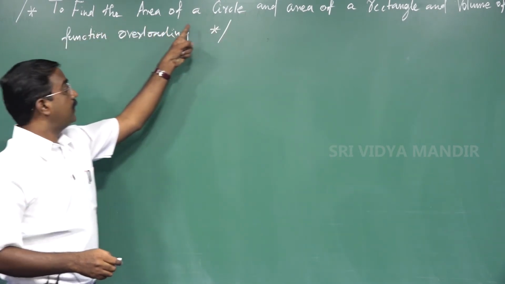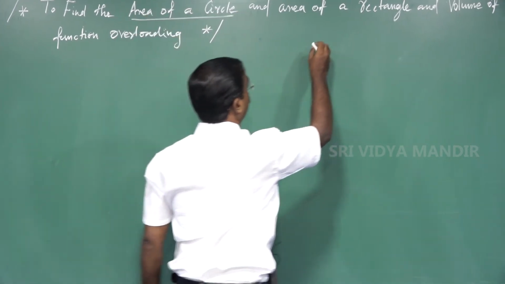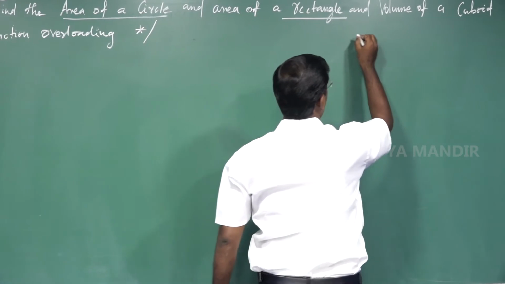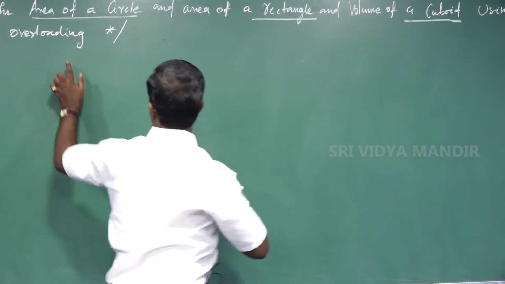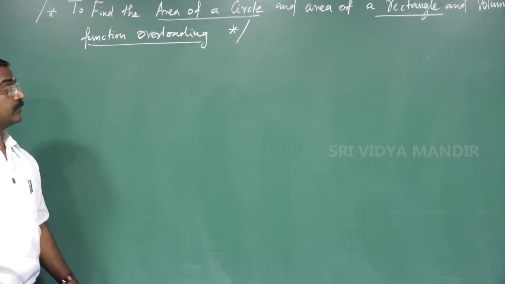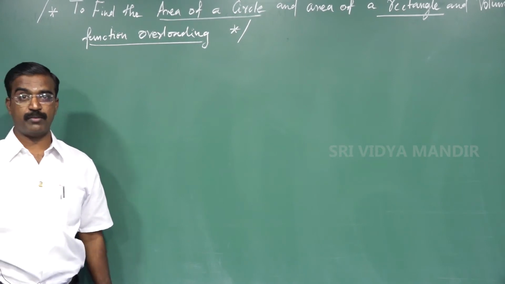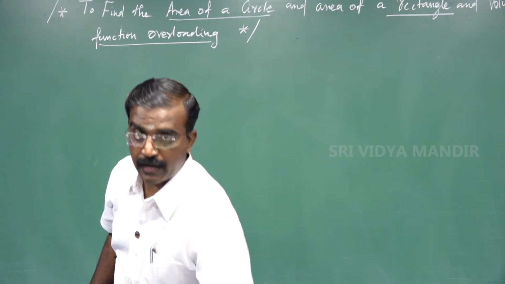I will repeat the question. To find the area of a circle, the area of a rectangle, and the volume of a cuboid using function overloading. I think everybody can understand the question. Now we'll go to the program.